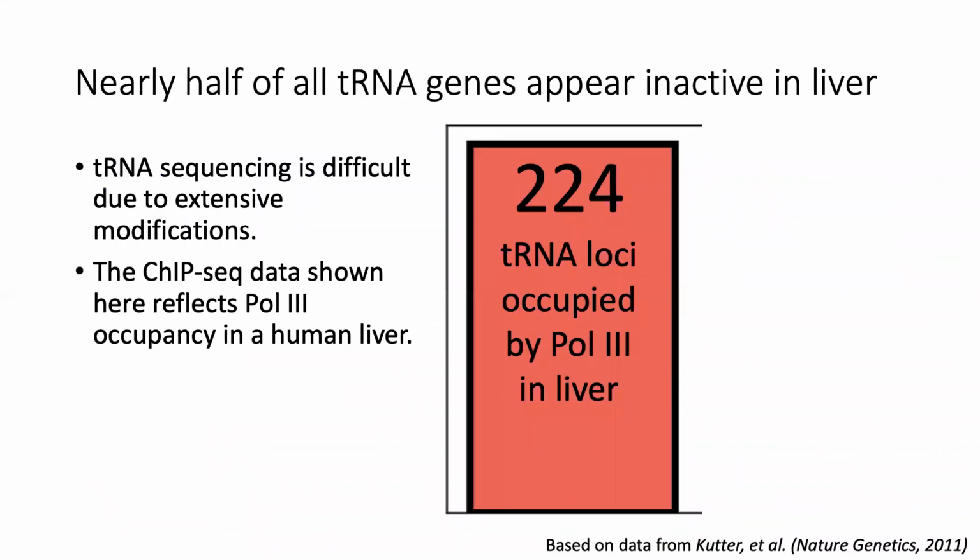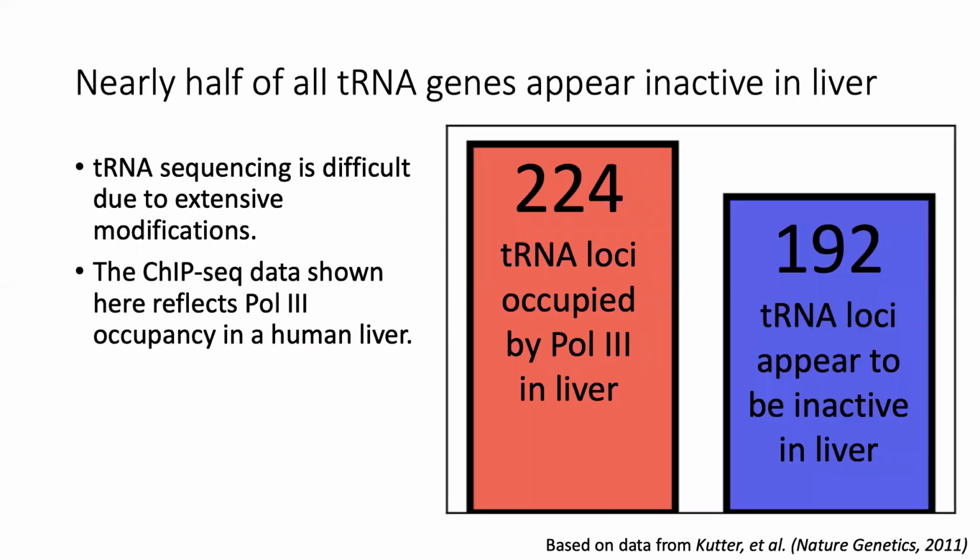So for example, we don't have a completely clear picture of what tRNA expression looks like in every tissue. But here's a study from 2011 that did Pol3 ChIP-seq on human livers, and they found that 224 tRNA loci were occupied by Pol3, which means that for 192 loci, they did not detect any Pol3 occupancy at all, meaning they found no evidence that these genes are being transcribed.